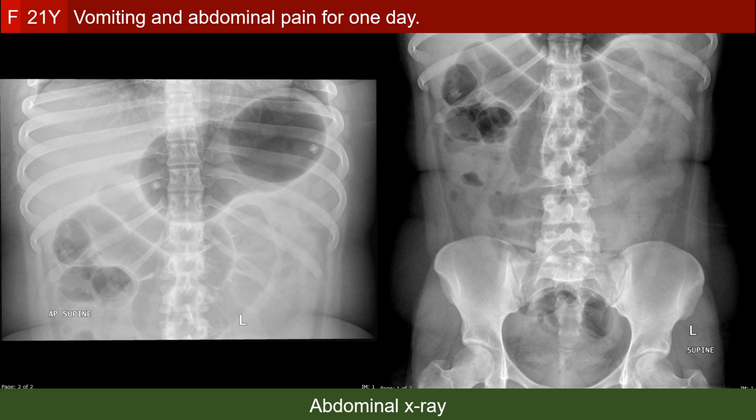This young lady presented with vomiting and abdominal pain for 1 day. She had a history of gastric balloon insertion 11 months before. The abdominal X-ray shows 2 gastric balloons in place and also shows dilated small intestine and collapsed colon, quite suggestive of mechanical intestinal obstruction.